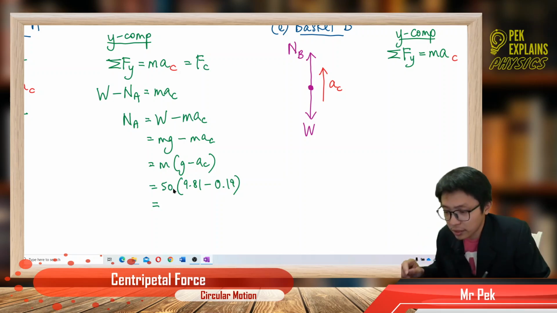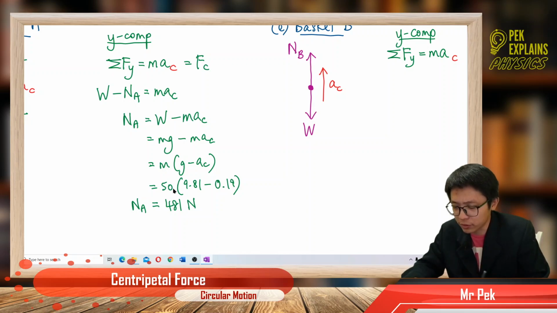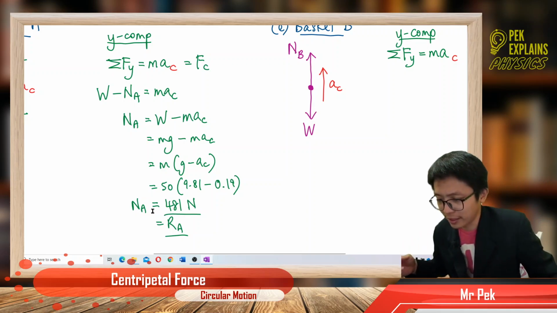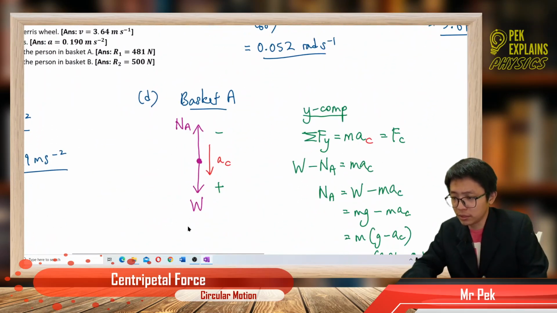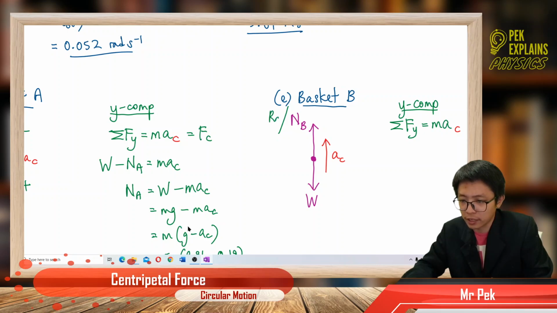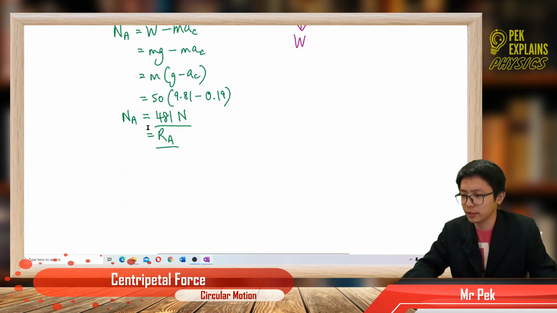So calculate, we get 481 Newton. This is the normal force at A. Sometimes normal force can also be written as reaction force. They are the same. You can write NA or RA, and likewise normal force at B can also be written as RB. Okay, that's our normal force at A, for the top.